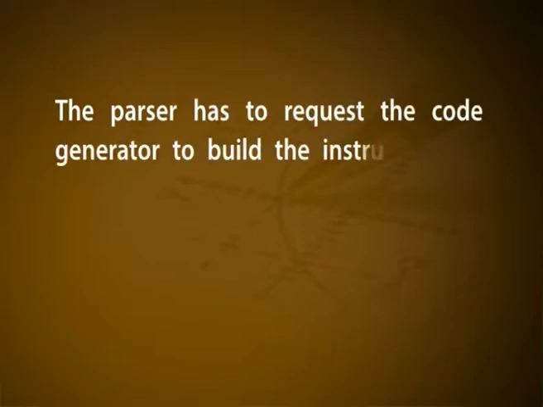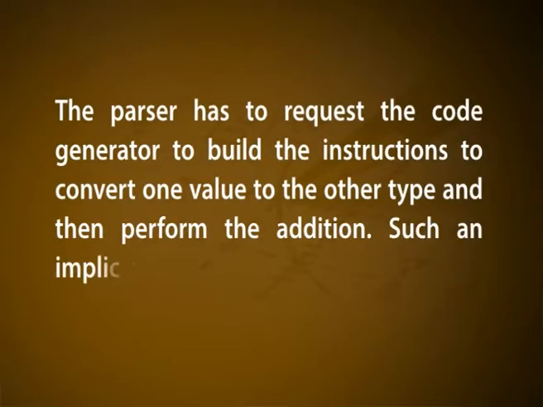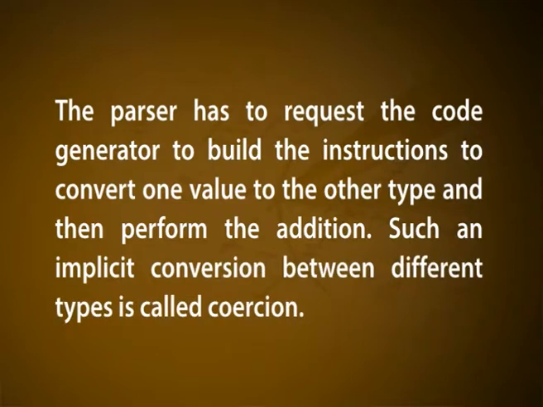When the parser analyzes the imperative statements, the meaning of an operator can be determined only if it knows the data type of the variables or operands associated with it. If both the operands are of type integer, the parser will request the code generator to build a machine language instruction using the machine's integer addition opcode. If both are of type real, the parser will request to use the floating point addition opcode, etc. But when the operands are of different types, the parser has to request the code generator to build the instruction to convert one value to the other type and then perform the addition.